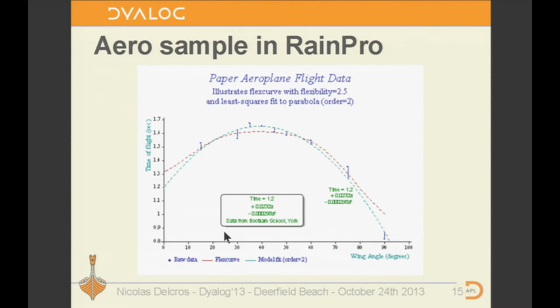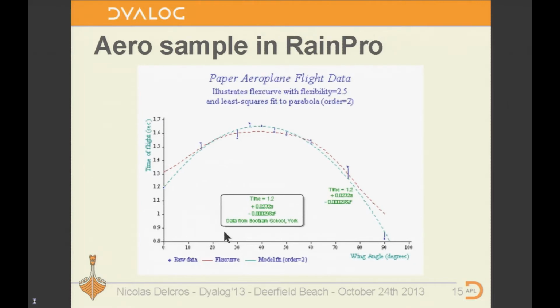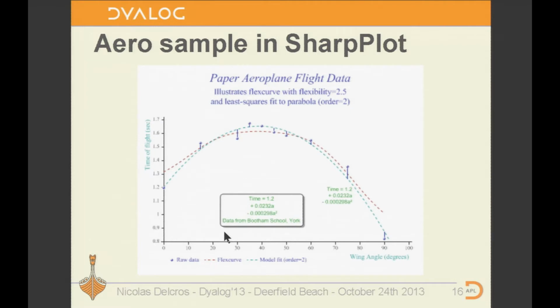And here's the same script in SharpPlot. There's not a huge amount of difference, apart from being slightly neater and slightly more polished. But it's doing the same thing. Here I'm trying to convince you that SharpPlot is really doing the same as RainPro, and that migrating between the two should not impact what your software is doing.